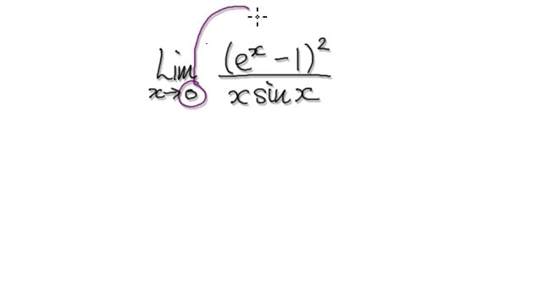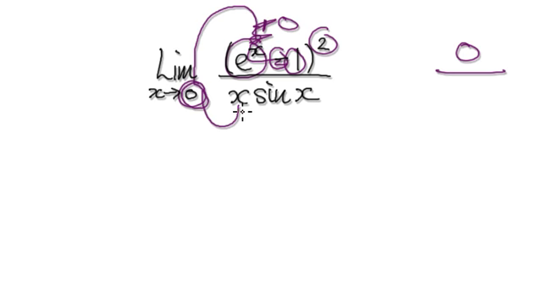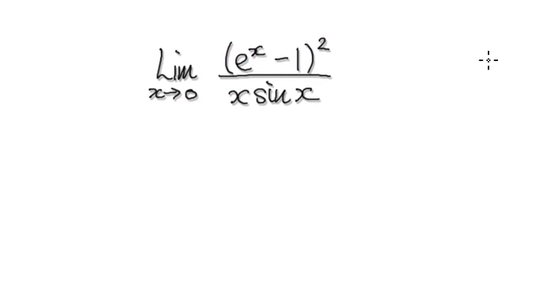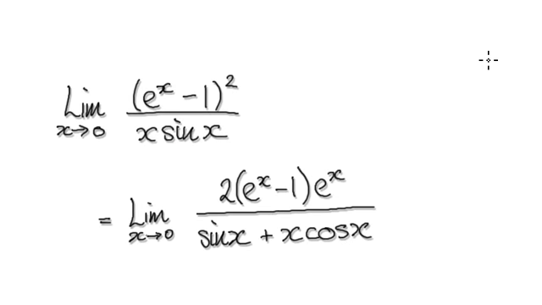Okay, let's check first. As x tends to 0, this thing here is going to be 1. 1 take away 1, the whole thing here would be 0. 0 squared, it would be 0. As x tends to 0, this thing is going to be 0, making the whole thing 0. So here you've got 0 over 0. It's an indeterminate form, so you can apply L'Hopital's rule.